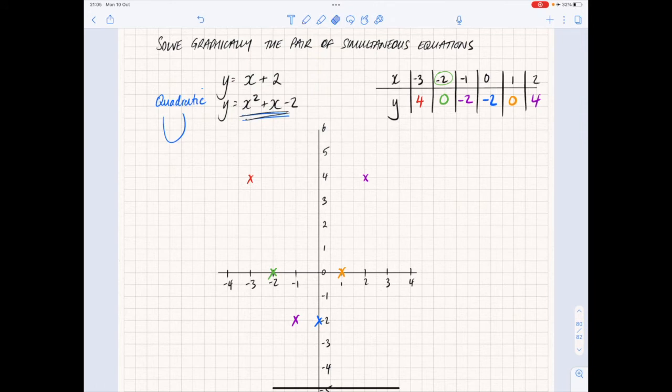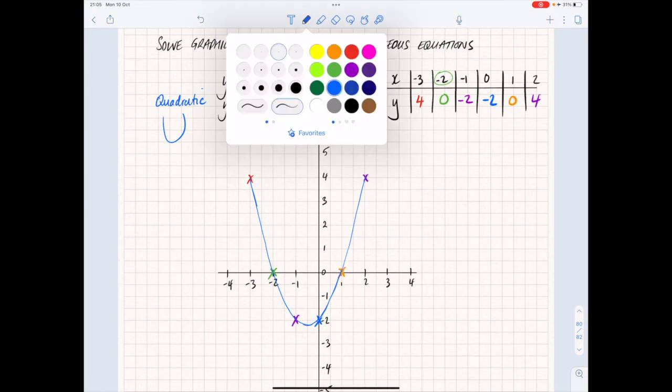So I'm going to do this line in blue. So what I now need to do is join these points up as smoothly as I can, going through the points with a smooth curve. Okay, so that's my quadratic graph.